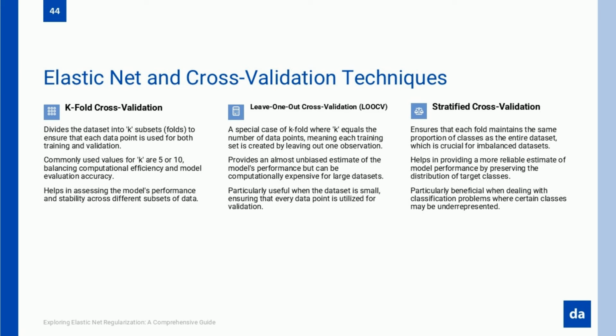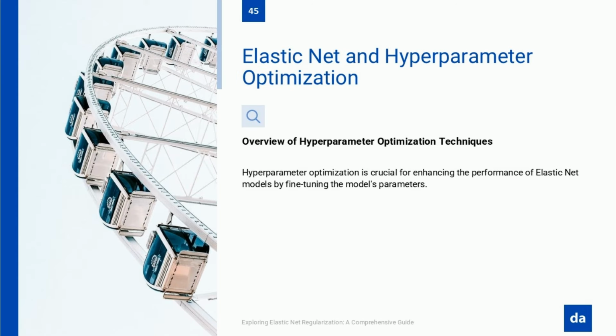Now that we've discussed validation techniques, let's explore how to fine-tune Elastic Net with hyperparameter optimization to get the best results. Getting the best performance from an Elastic Net model isn't just about using the right algorithm, it's about tuning it correctly. The two most critical hyperparameters in Elastic Net are lambda, regularization strength, and alpha, L1 versus L2 ratio.